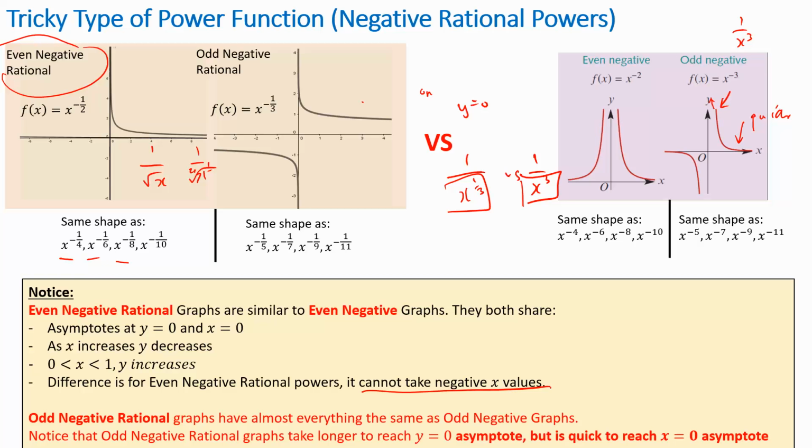Whereas your odd negative rational, that's what I spent a bit of time trying to describe to you, that as you increase x values, it takes longer for x to the power of a third as an odd rational number to reach y equals 0.